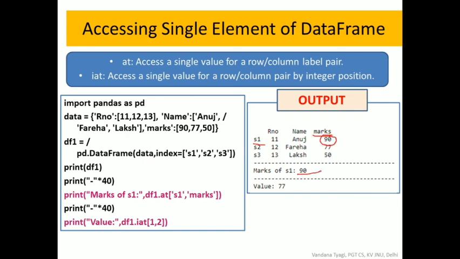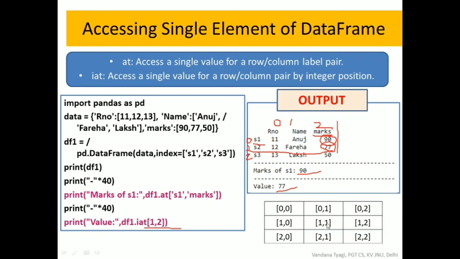So you get 90 as the answer. And since we are saying 1 and 2, we know these labels are 0, 1, and this is 2, and this is again 0, 1 and this is 2. So when we do 1, 2, this is my row 1 and this is my column 2. So we talk about this 77 here, and you get the answer 77.